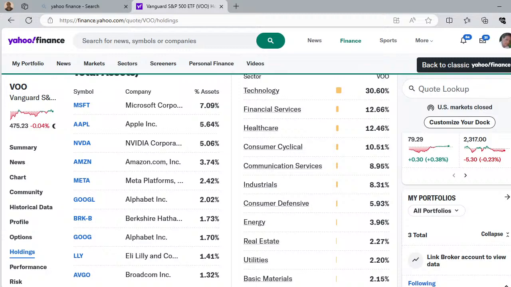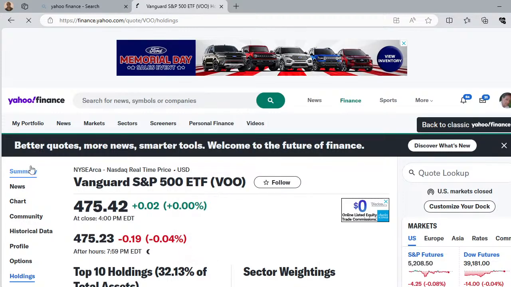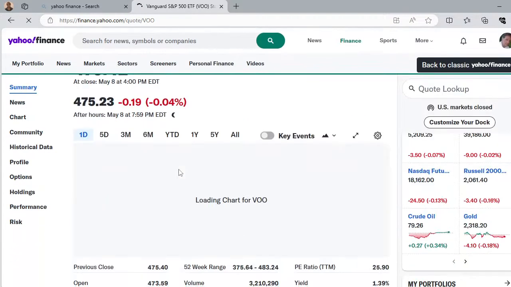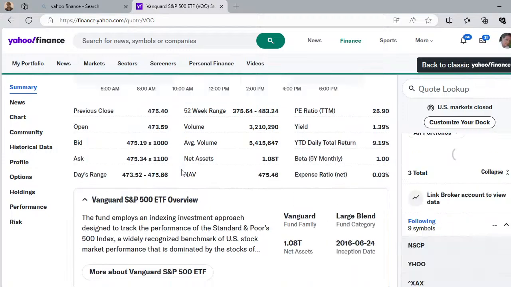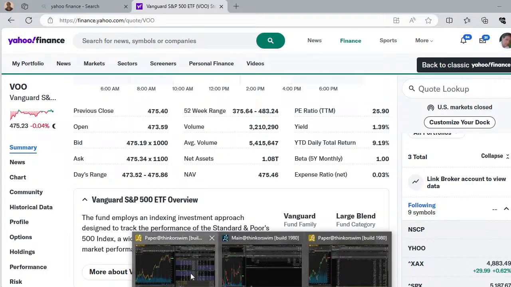Because they're giving out, what's the number again? Let's go back here. Right here: the previous close, the open, the bid, the ask, today's range, the 52-week high and low, the volume. 3.2 million shares are traded today. But look what they're giving you. 1.39% yield. You're paying $475 and they're giving you a 1.39% yield. Forget that, you can go right here to Microsoft.